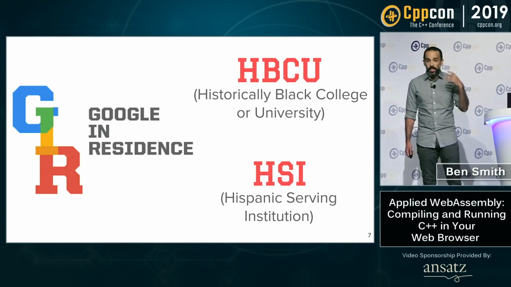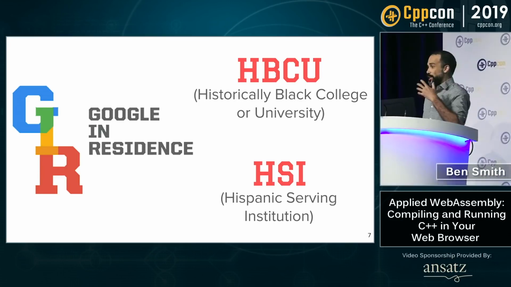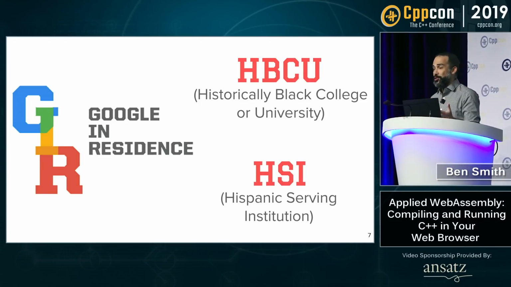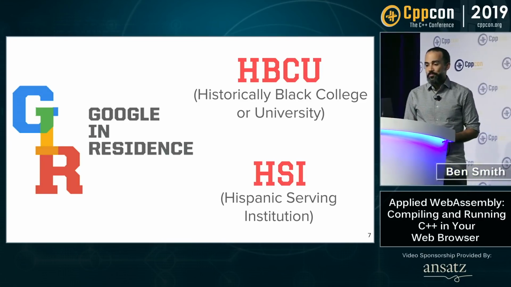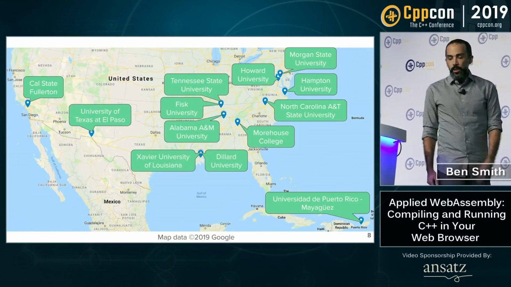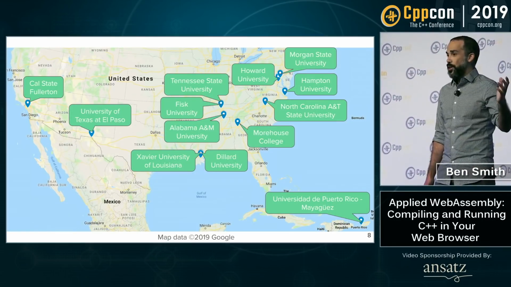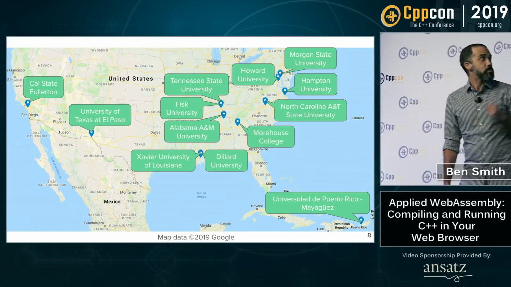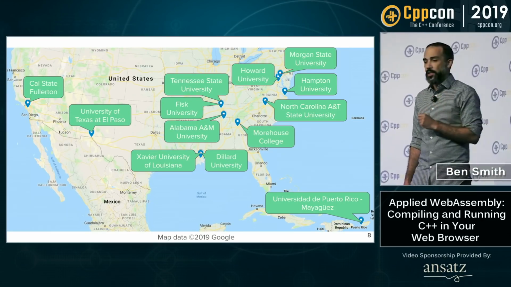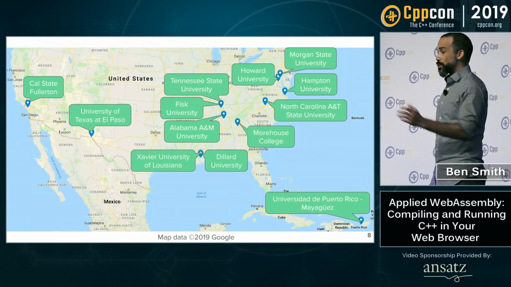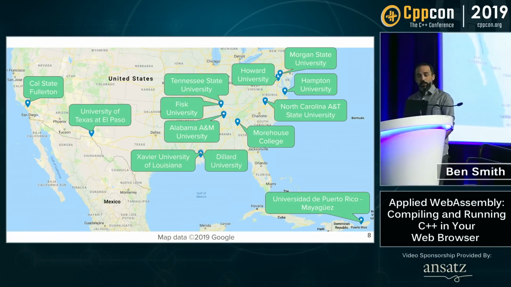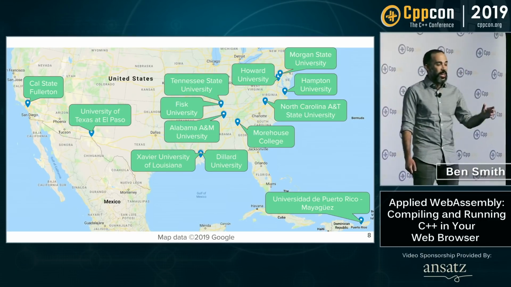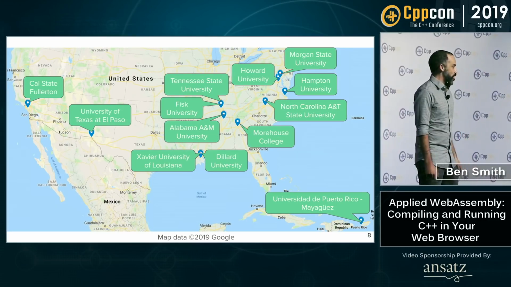And so what happens is a software engineer, like me, is embedded into this university, and I teach intro to programming. So this program actually works with 13 schools around the United States. Cal State Fullerton, University of Texas, El Paso, even in Puerto Rico. And so a bunch of my colleagues are currently teaching classes in these locations.